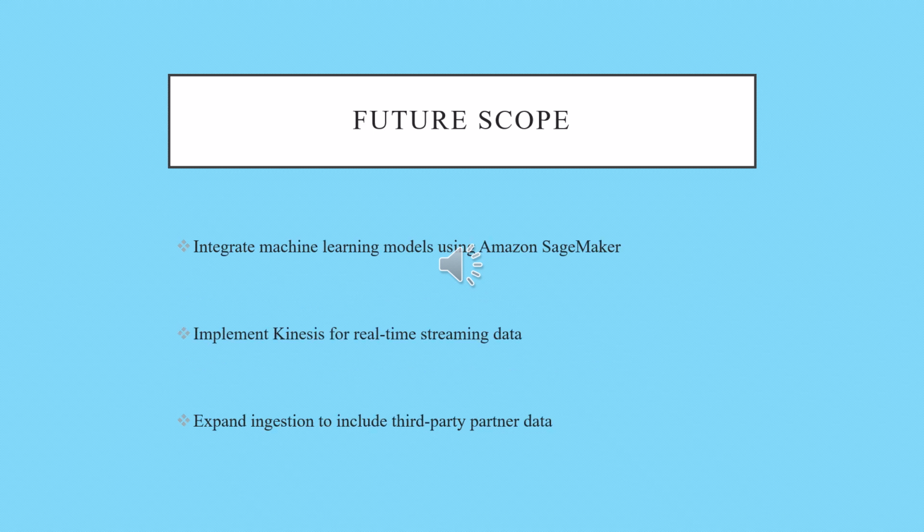For future development, I recommend integrating Amazon SageMaker to apply machine learning models, adopting Amazon Kinesis for real-time streaming data, and expanding data sources to include third-party partners. These enhancements will further improve the pipeline's predictive power and versatility.